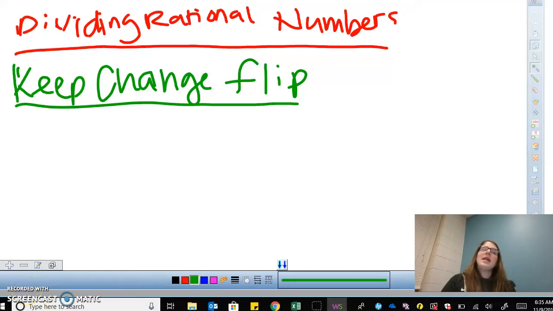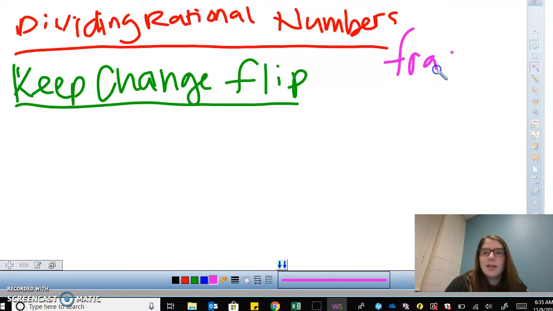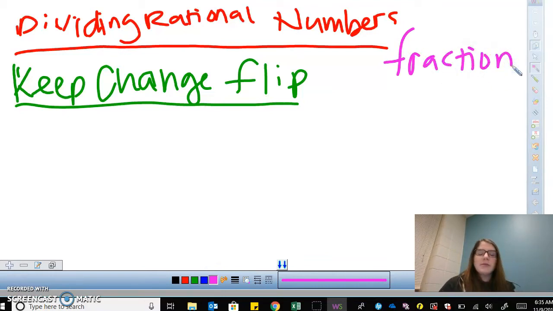Happy Friday. So we're going to be talking about dividing rational numbers now, and what we're going to be talking about is fractions today. When we were subtracting, we had a thing that we called KCC, keep, change, change. Now with fractions, you might remember this from 6th grade, we're going to have something that's called keep, change, flip.